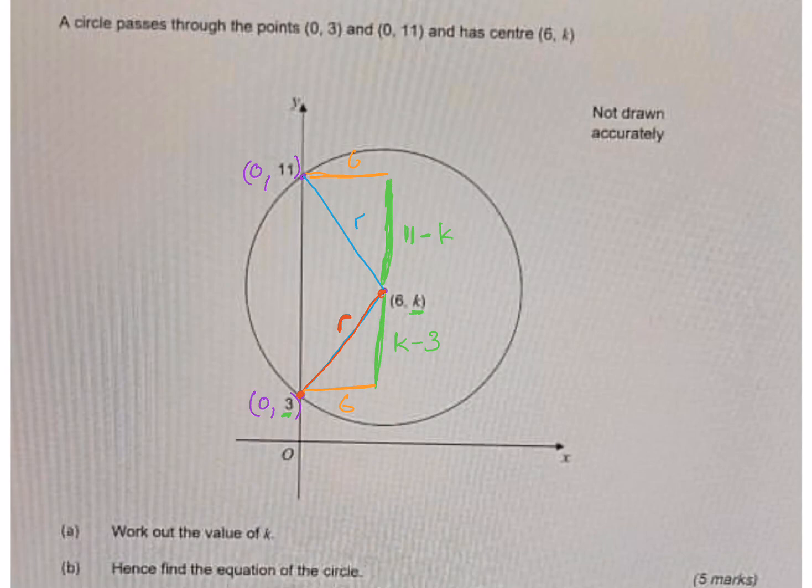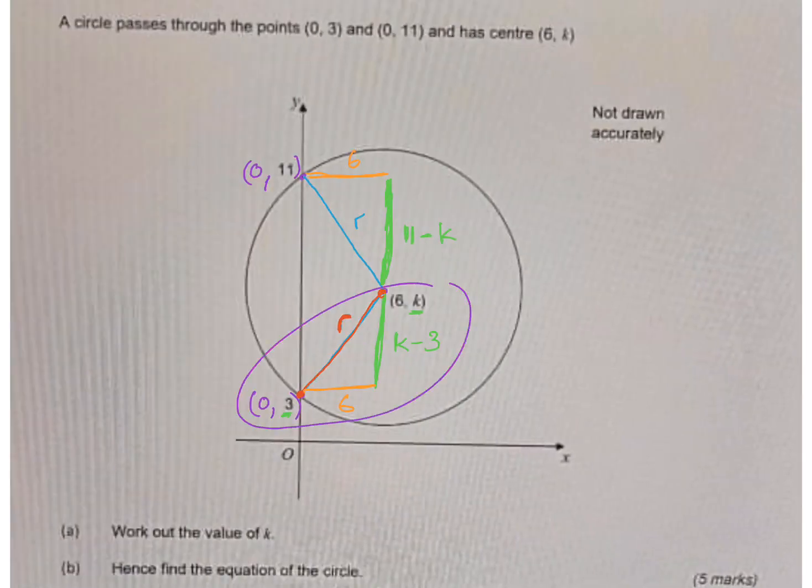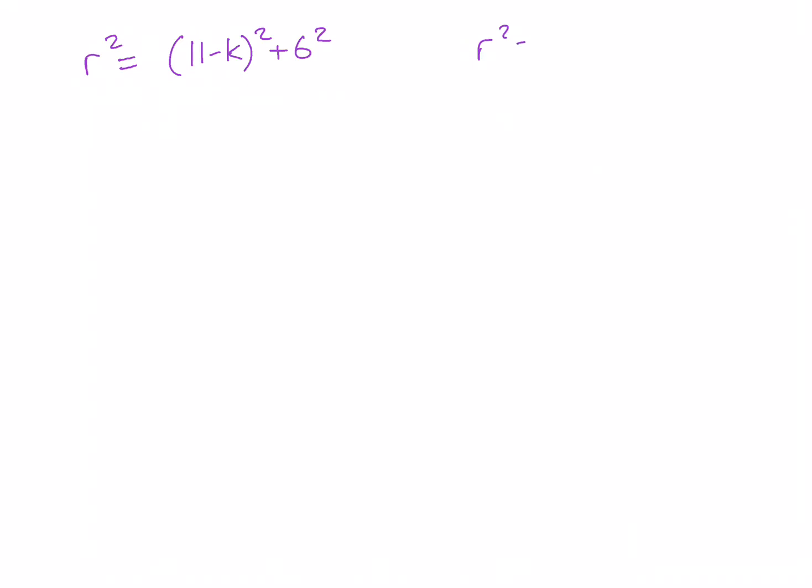So let's set up the Pythagoras. We're going to have 6 squared plus (11 minus k) in a bracket squared equals r squared. So that's where we'll start here. r squared equals (11 minus k) all squared plus 6 squared, and then we have the same going on here. r squared is going to equal (k minus 3) in a bracket all squared plus 6 squared.